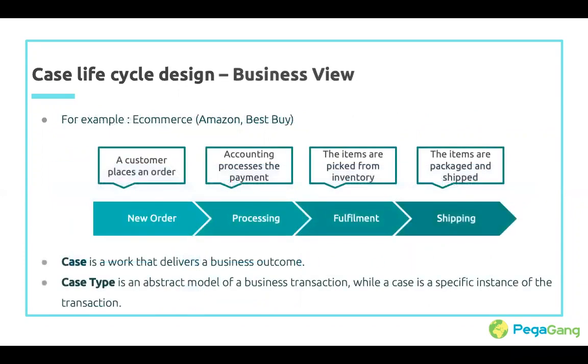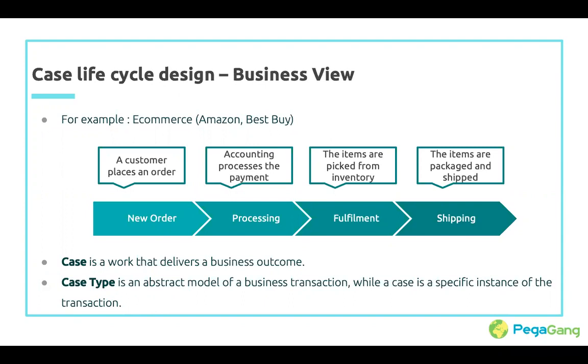So let's move a little bit to the business view. I'm sure more than 70% of this audience would have definitely used e-commerce websites. Could be Amazon or Best Buy, or if you're in India, then you have multiple options like Flipkart, Myntra, Jabong, whatnot. So this is a simple example to explain how the stages work. When you see new order, it means you or me placing an order. Processing is about making some payments so that you get whatever you want as per the order.